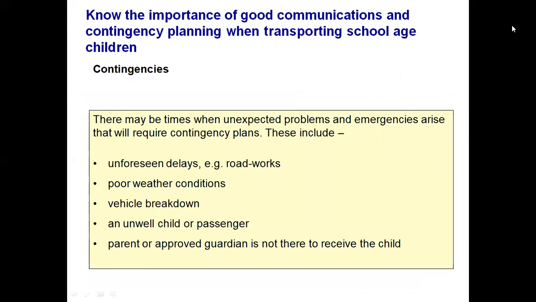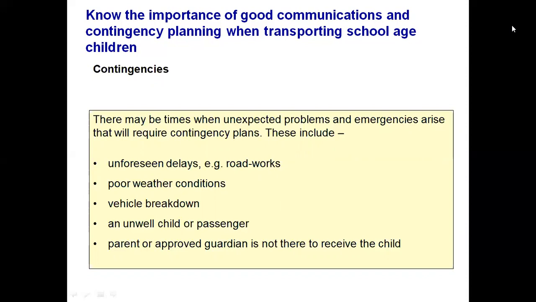Sometimes there's unexpected problems. Emergencies arise that require the use of your contingency plan. These include unforeseen delays such as roadworks. If you're aware of existing roadworks, before you set out for the job, set out a little bit earlier. The child needs to get to school on time. Exactly the same reason for poor weather conditions. Ice, snow, rain, fog. It tends to take longer to get to your destination. Set out a little bit earlier. Vehicle breakdown. Have a spare vehicle or a spare driver with another vehicle.